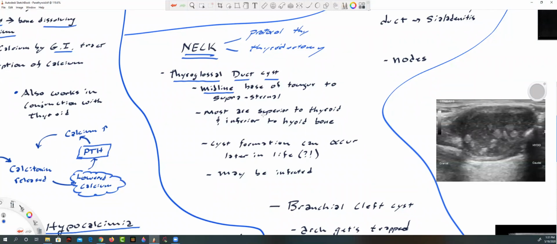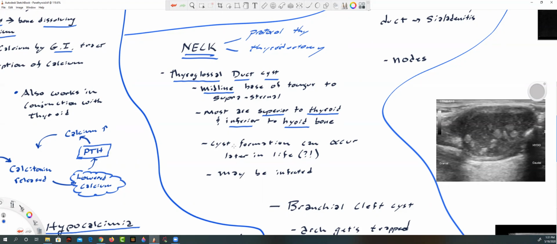Most of them are superior to the thyroid and inferior to the hyoid bone. So that doesn't give us a lot of room. That goes from basically the top of the Adam's apple all the way down to the thyroid, which is only about an inch or two. Most of them, they can be higher, they can be lower.